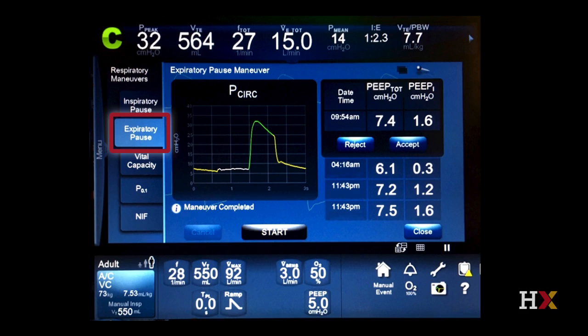And the pressure that's left behind will show us the auto PEEP, also known as the intrinsic PEEP. Again, they are the same thing. Intrinsic PEEP or auto PEEP are synonyms.